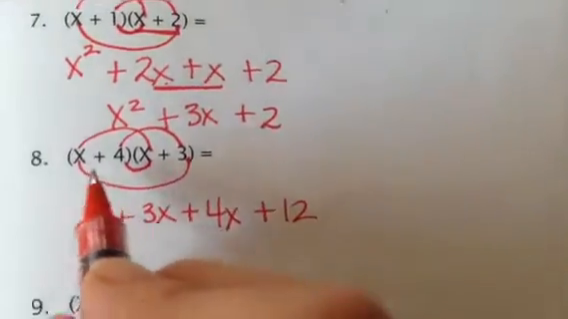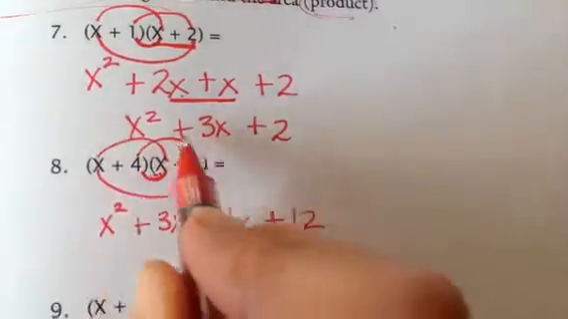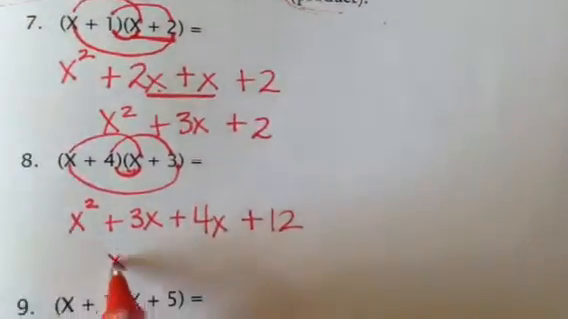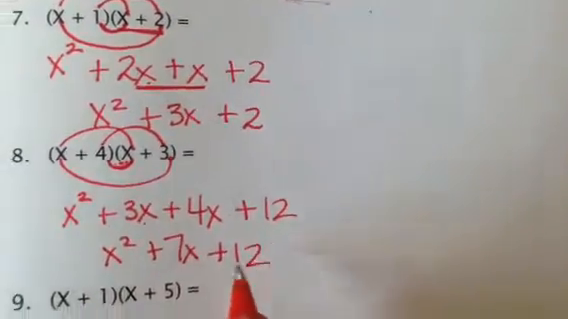One thing, I see a happy man here. See his little smiley face? This is his little nose and his eyebrows. You can think about it that way. But 3x plus 4x is 7x, plus 12.